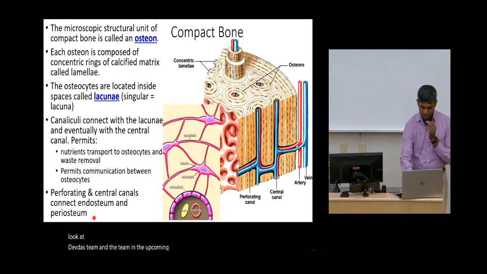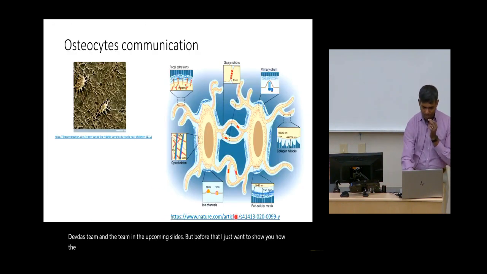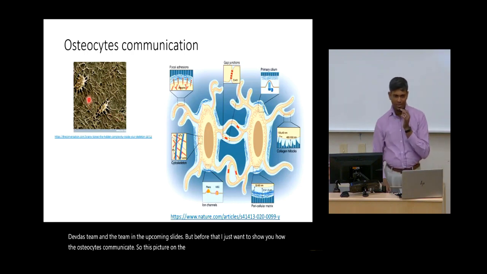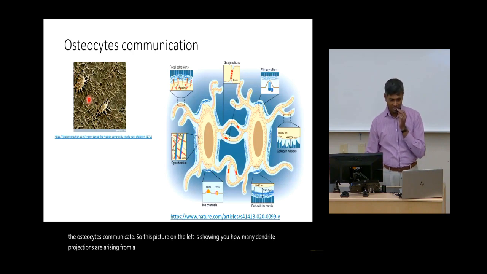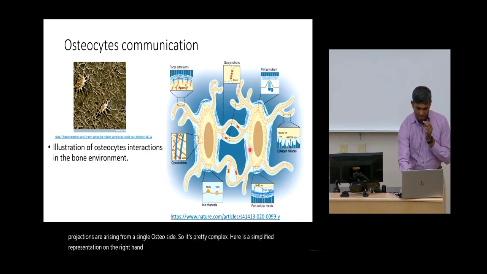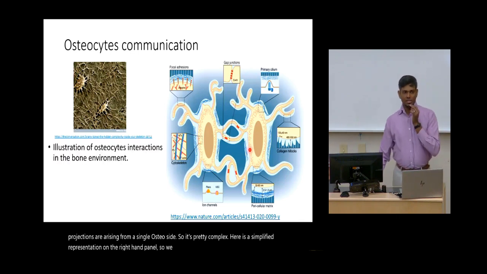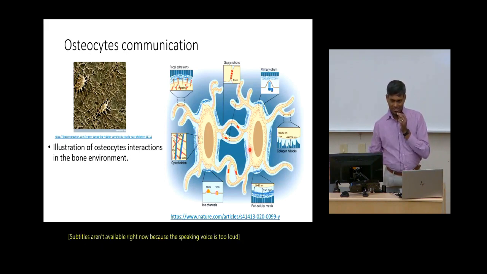But before that, I just want to show you how the osteocytes communicate. So this picture on the left is showing you how many dendritic projections are arising from a single osteocyte, right? So it's pretty complex. Here is a simplified representation on the right hand panel. So we see that many of the structures we considered in cells, right, in the previous lectures, they're also found in the osteocytes as well.